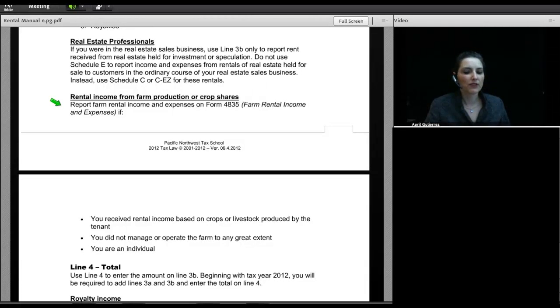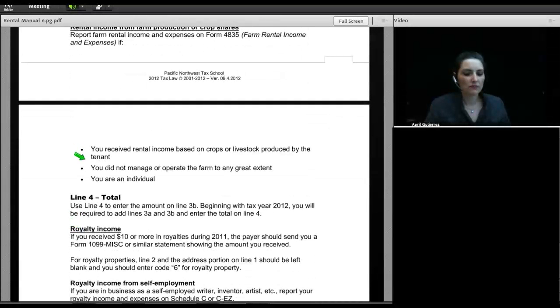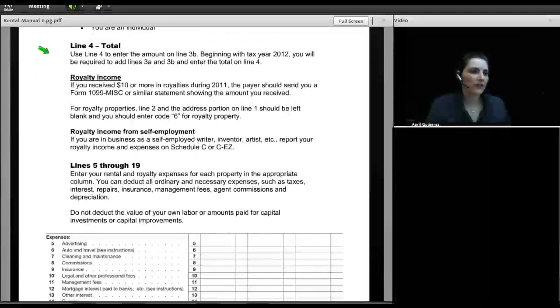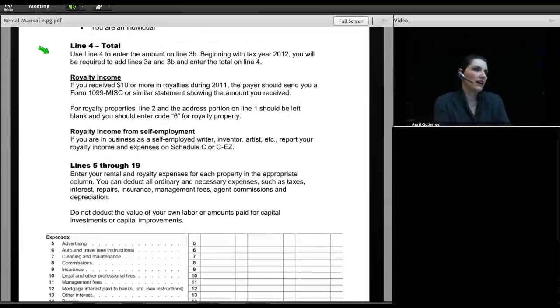Rental income from farm production or crop shares. Report farm rental income and expenses on Form 4835. And you use that form if you received rental income based on crops or livestock produced by the tenant, you did not manage or operate the farm to any great extent, and you are an individual. So you could rent out farmland for actual cash.